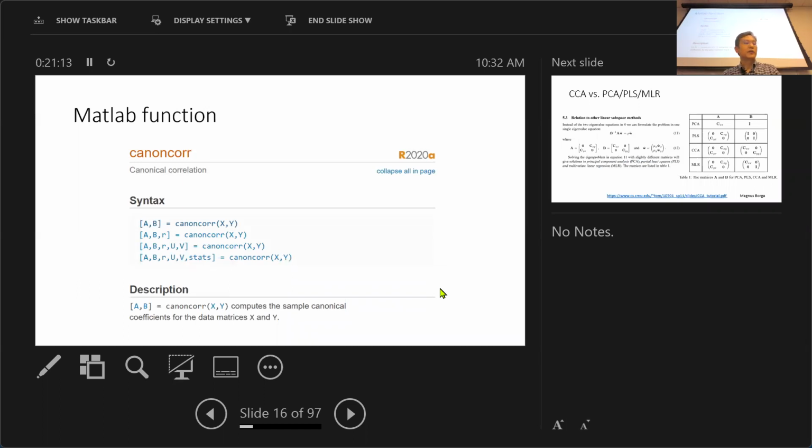So in MATLAB, we will play with the CCA function, this canonical correlation function that takes X, Y, and gives you the projected results of A and B. Okay, they are aligned already.